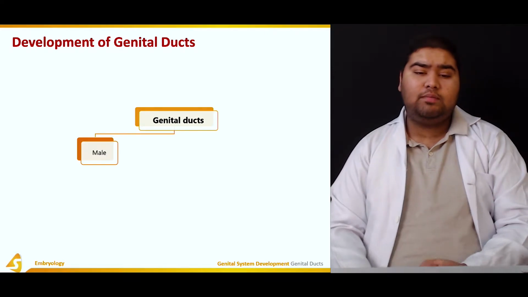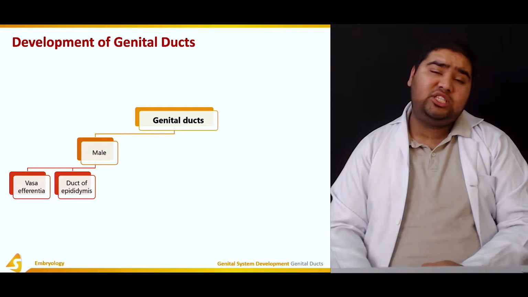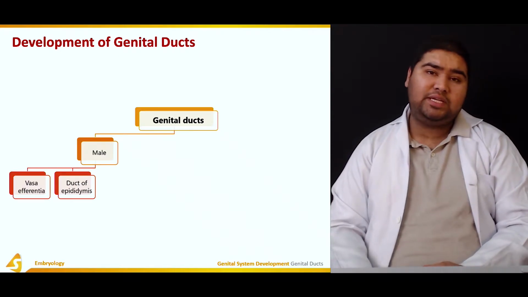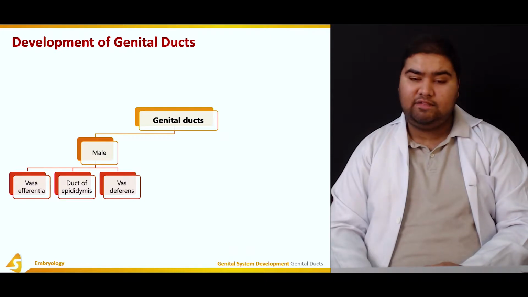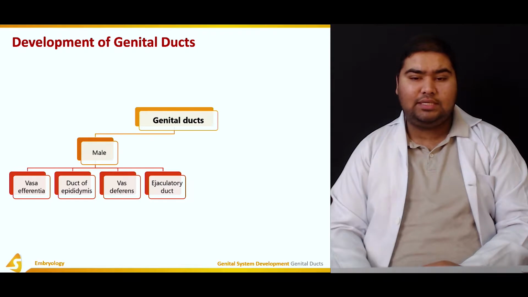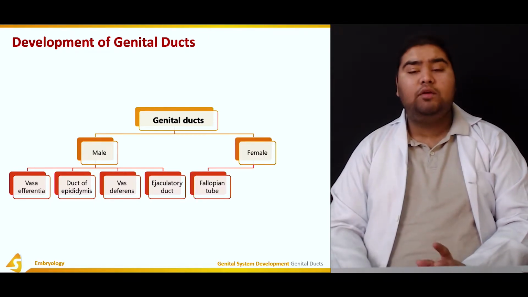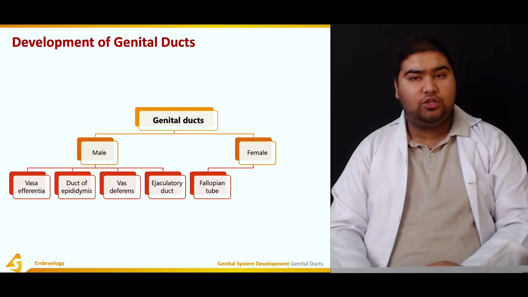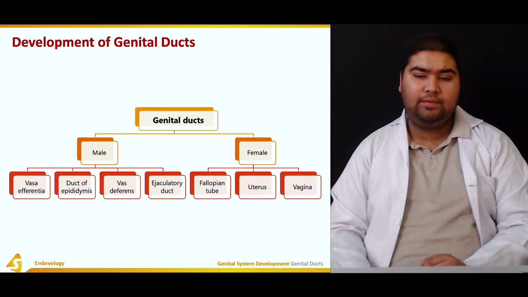So, in males, we first have the vasa efferentia. From vasa efferentia, we have duct of the epididymis and epididymis itself. Then we have the vas deferens. From vas deferens, we have the ejaculatory duct. In females, we have the fallopian tube. From fallopian tube, we have uterus, and uterus opens into vagina.